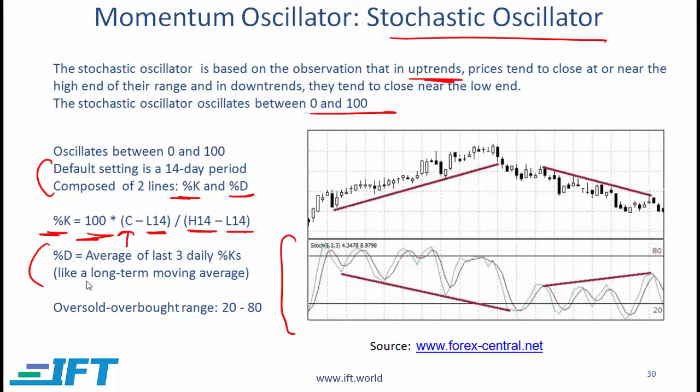And then percentage D is like a long-term moving average. That is simply the average of the last 3 daily percent Ks. This is more complicated than the previous oscillator, and I think the probability of being tested on the details of this formula is very remote. Just recognize the basic item given over here, and here also we have a concept of oversold and overbought, and that range is 20 to 80.